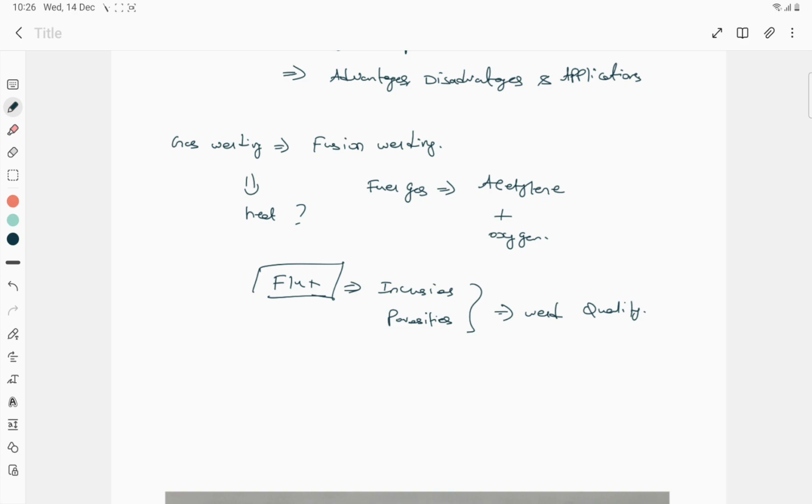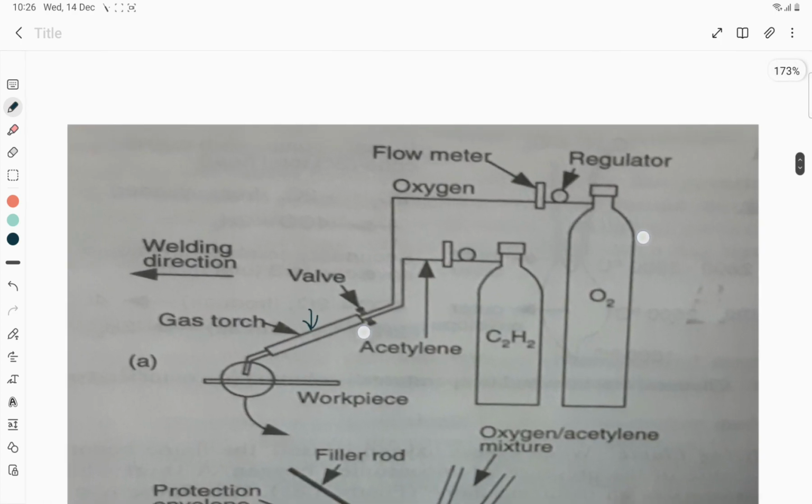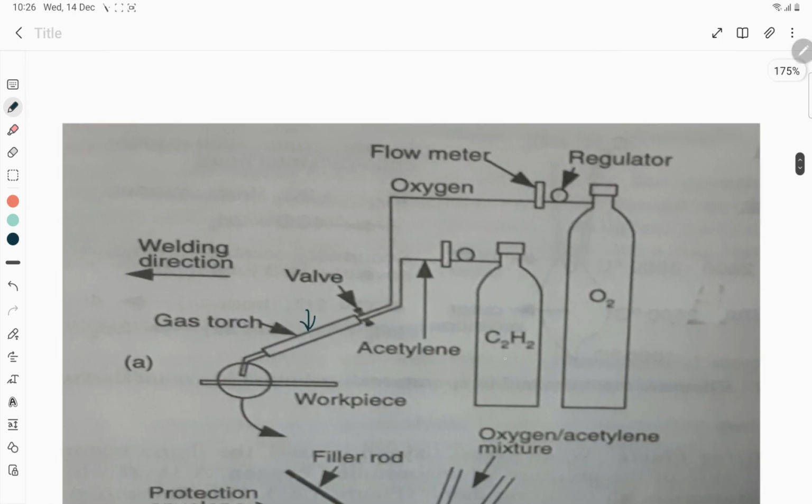Now we will see the construction aspects of the gas welding process. As you can see in this picture, we have two cylinders, one containing acetylene, another oxygen cylinder, and then we have this gas torch, and then valves for controlling the flow rate of the two gases, and then we have this workpiece, and this is the flame which is heating the workpiece.